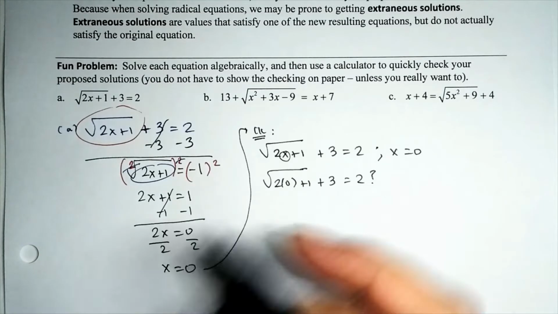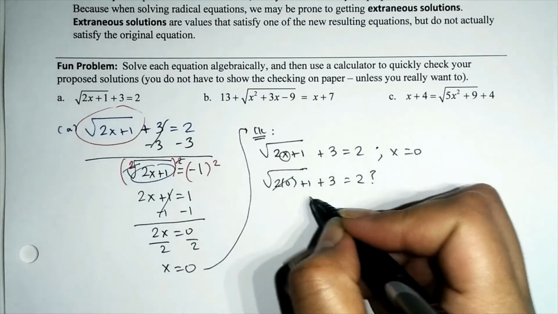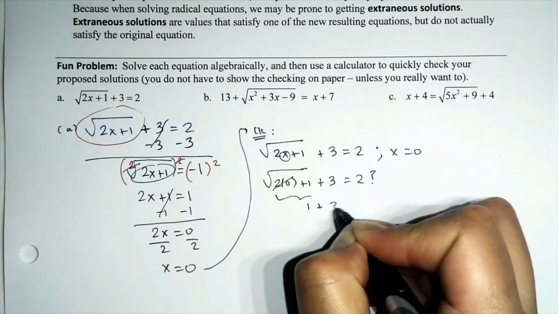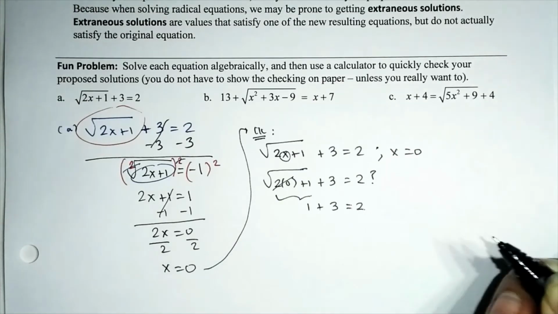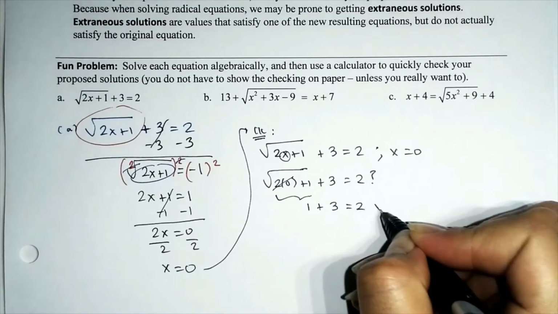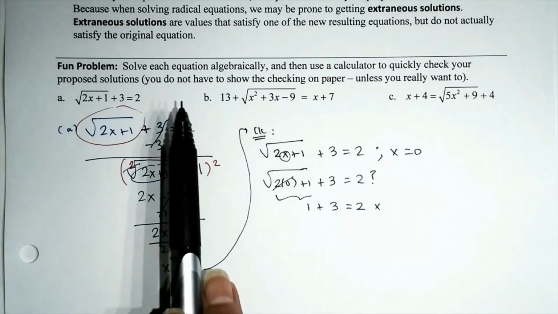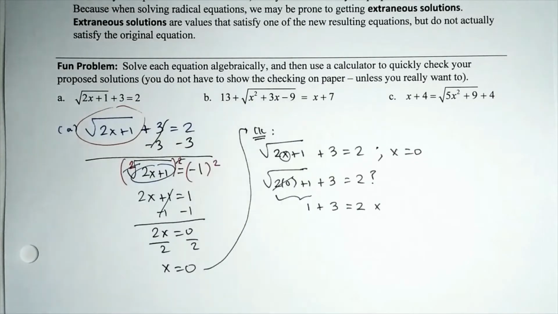The product of 2 and 0 is 0, and that will leave us with the square root of 1 plus 3. The square root of 1 is 1. And unfortunately, the sum of 1 and 3 is not 2. So this is enough checking for me if you choose to handwrite it. But again, it says you don't have to show your checking on paper. Just as long as you check it with your calculator, you're good.